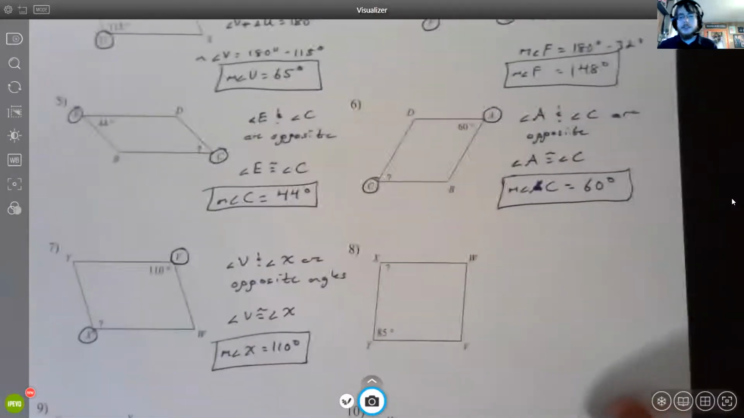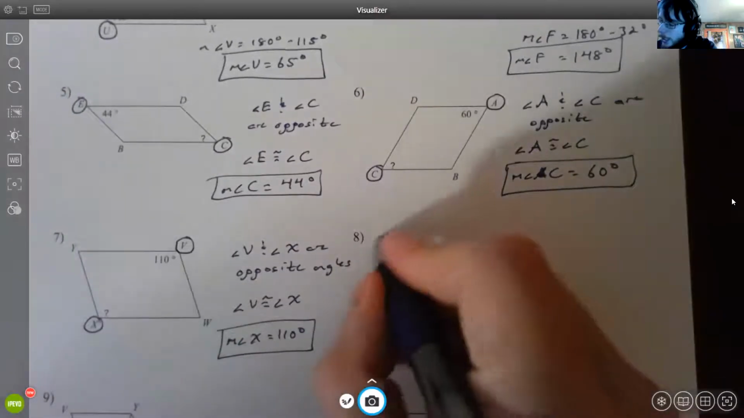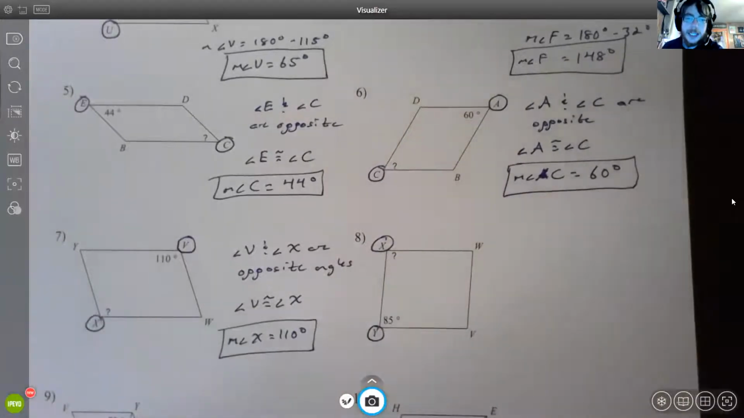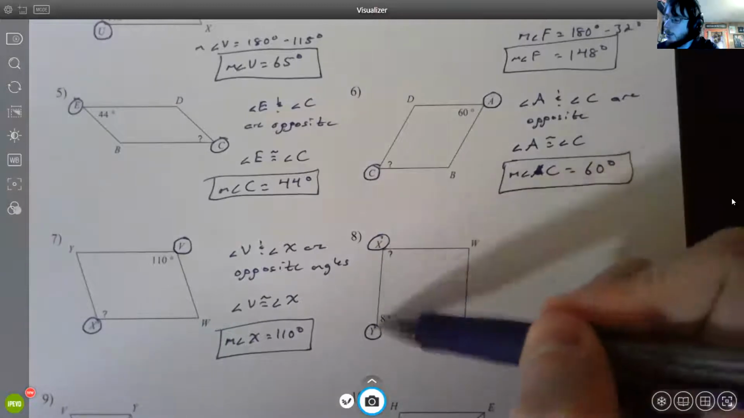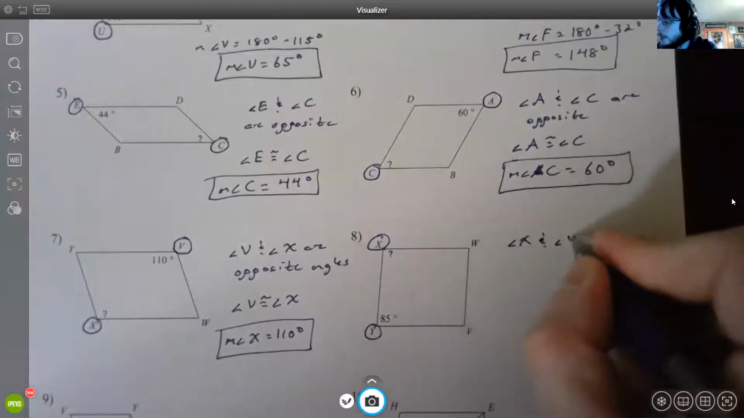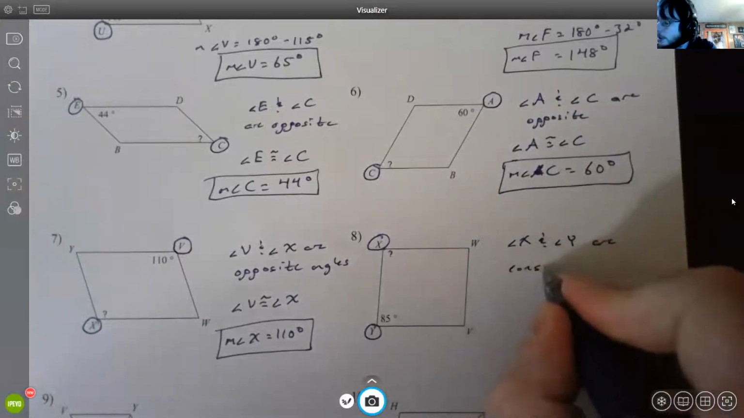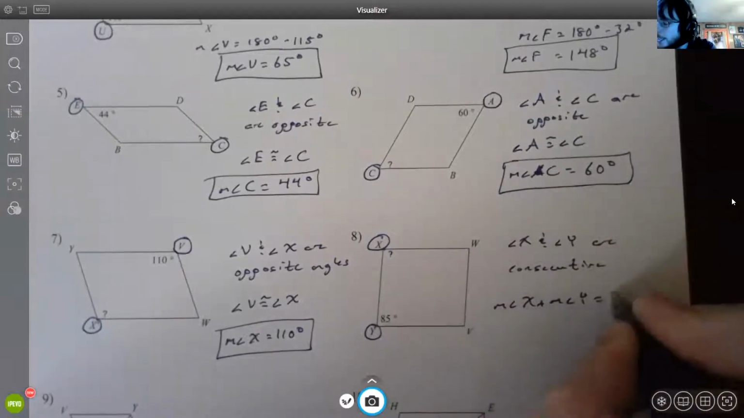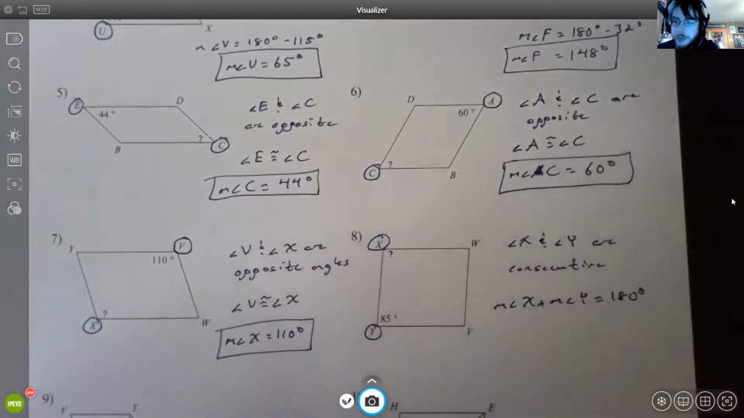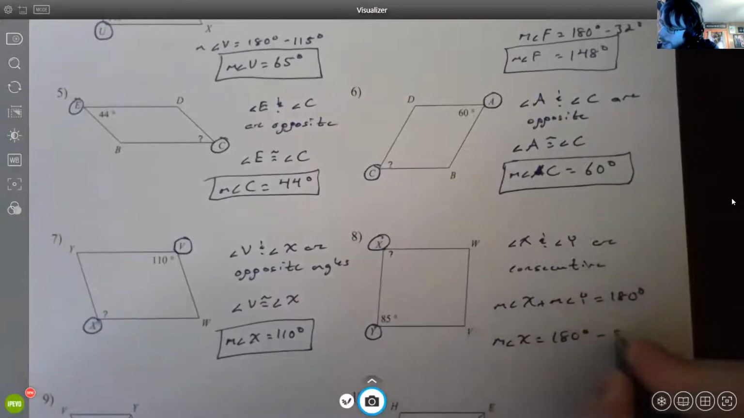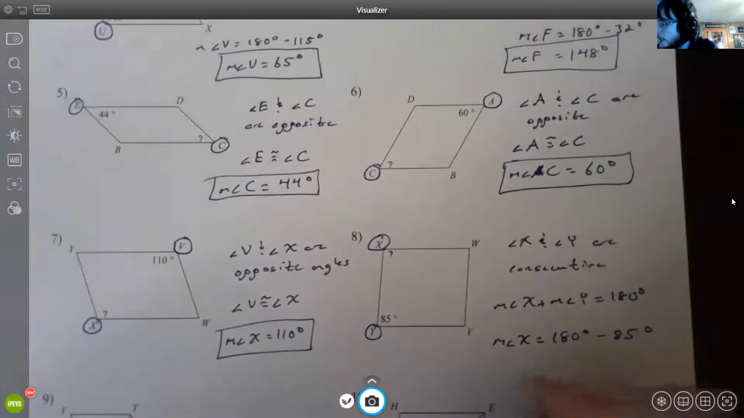And then number 8, we want to find angle X, and we're given angle Y to be 85. So are these angles opposite or are they consecutive? And we see that angle X and angle Y are connected by a side. So angle X and Y are consecutive, which means that when we add their measures together, we have to get 180. So the measure of angle X has to be equal to 180 minus angle Y, which is 85. So we get the measure of angle X is 95 degrees.